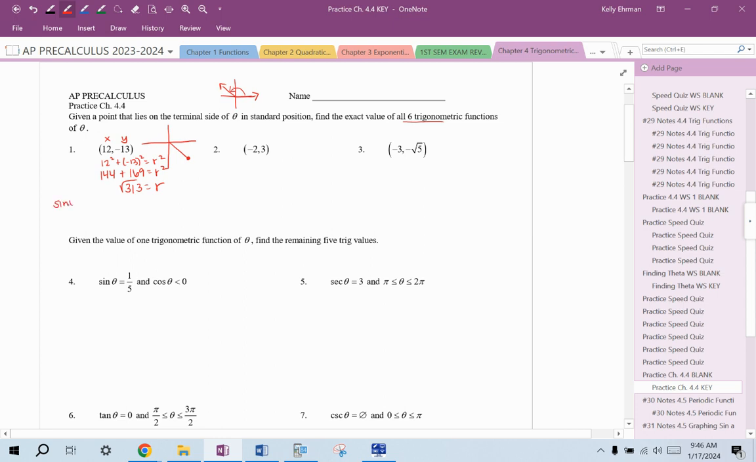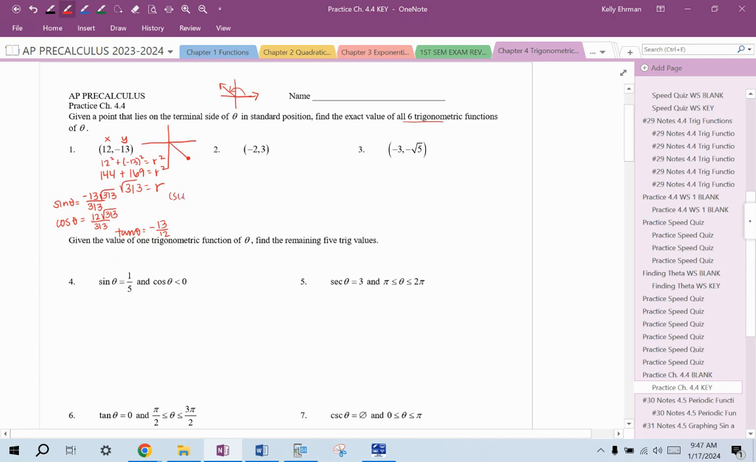So sine of theta is equal to negative 13 over radical 313, and then we're going to need to simplify, rationalize, I mean. So let's just rationalize like this. Cosine of theta, same idea. It's going to be x over square root of 313. So let's just rationalize. And tangent is going to be y over x.